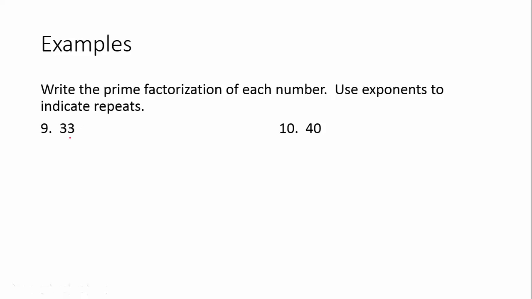Number 9 is 33. 33 breaks down to 3 and 11. Both of these numbers are prime, so the prime factorization for 33 is just 3 times 11. Pretty simple there. Try number 10 on your own.